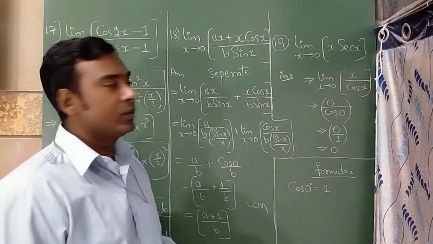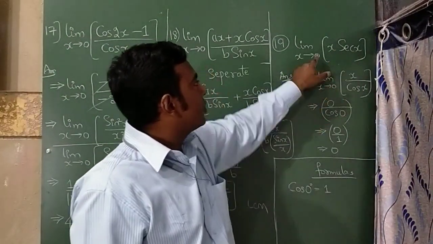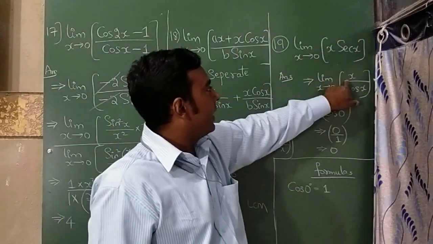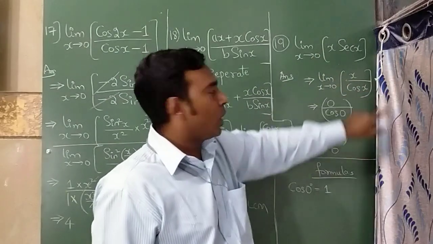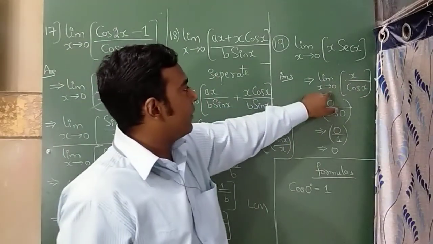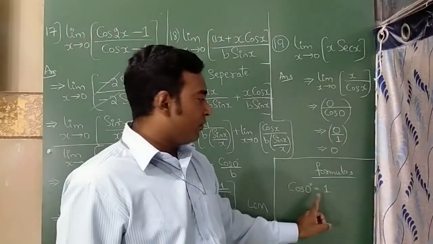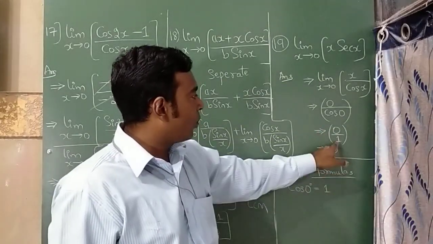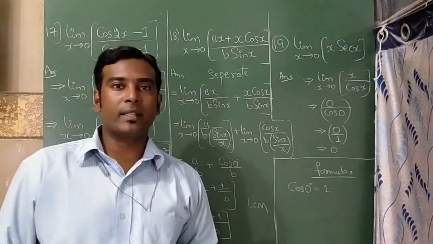Fine. 19th question. Limit x tends to 0, x secant x. Secant from 10th standard is a formula: 1 divided by cos x. So I will substitute x value as 0 in the numerator and here in the denominator cos 0. So from the formula cos 0 is 1. 0 divided by 1 is 0. So let's go to the 20th sum.